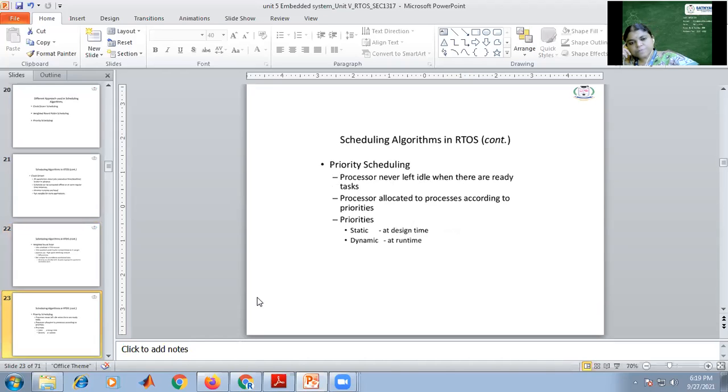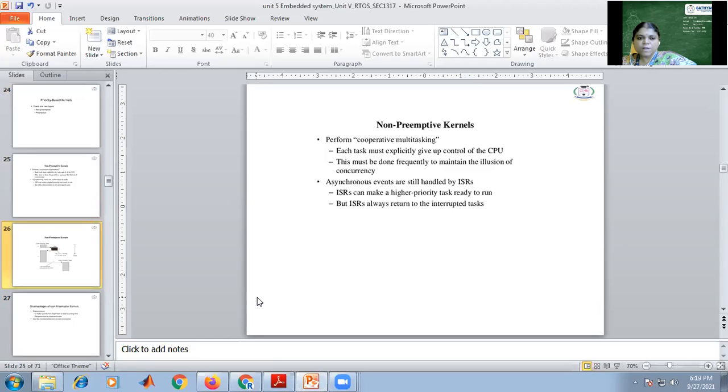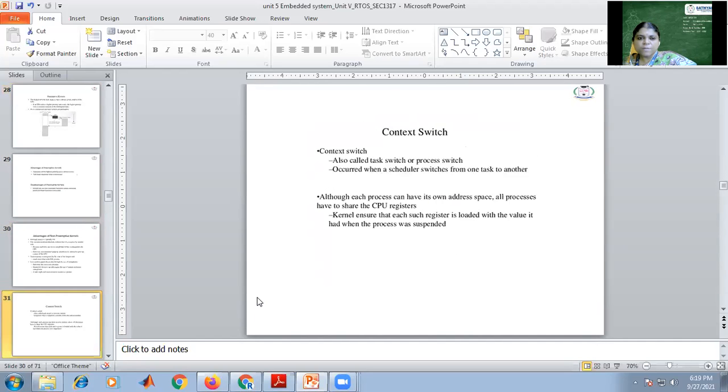Then the next is priority scheduling. Here, some priority levels will be allocated to each task, and the priorities can be static, meaning when the schedule is made itself, some level will be fixed. It can be dynamic also, based on the runtime. So priority based kernels are of two types, non-preemptive and preemptive, as I told you earlier. All this we have seen earlier.